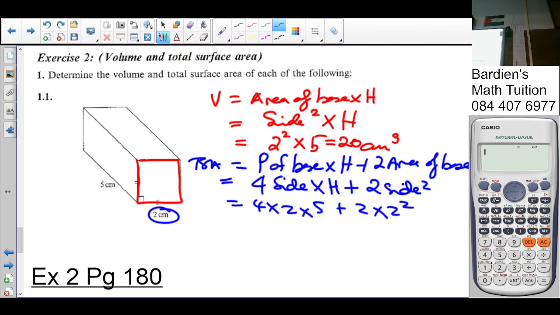It's going to be 48. Is that correct? 48 centimeters squared. You guys get that? Okay. Any confusion here? Some of you used the rectangle as the base. No problem. Okay.